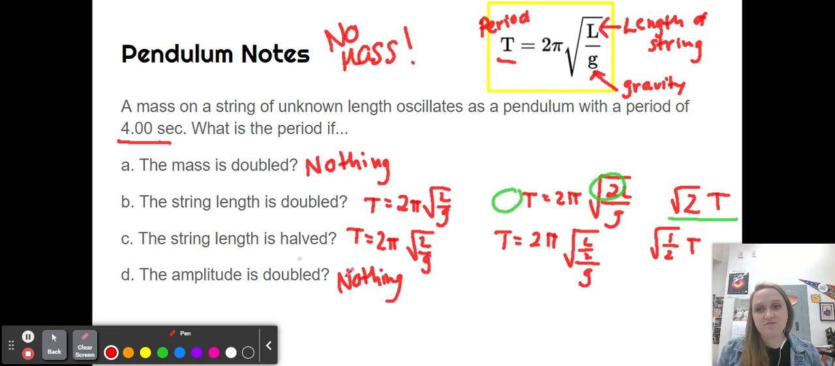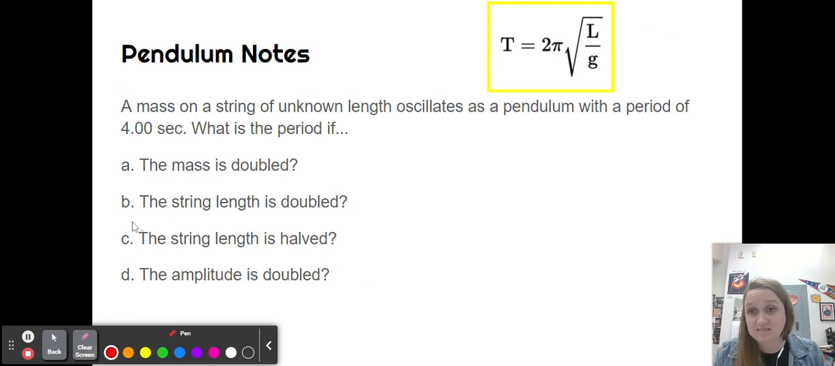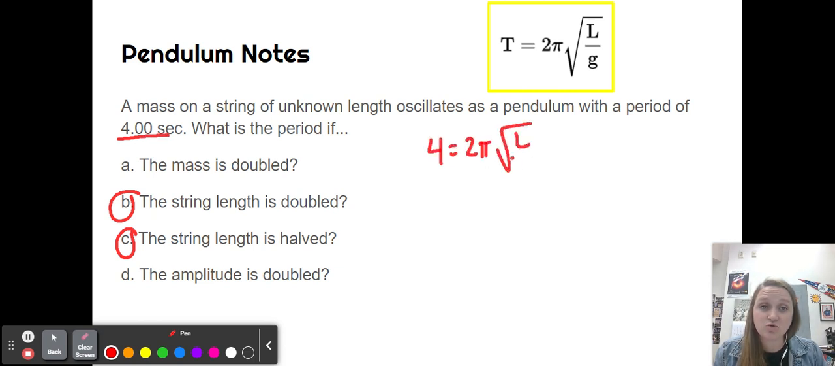Now I want to actually dive into, instead of just doing the square root of 2T, square root of 1/2 T, I want to actually prove this to you guys. So I'm going to clear this and do the calculations for B and C here to prove it to you. Now, it gives me a period of 4 seconds. So I can actually calculate what the string length of my actual thing is. You have to be careful here with our algebra. The first thing you've got to do is get that 2 pi to the other side. So 4 divided by 2 pi equals the square root of L over 9.8.